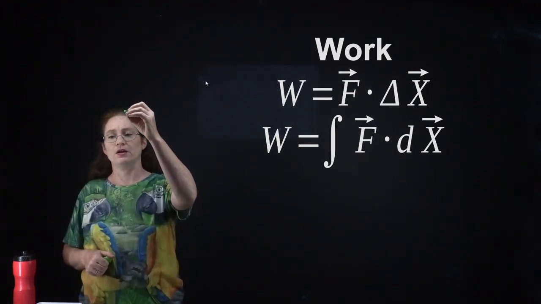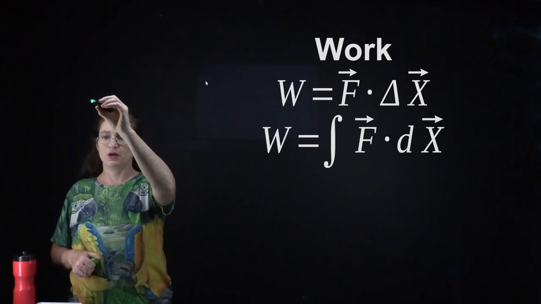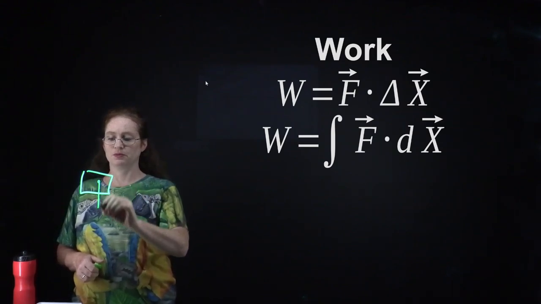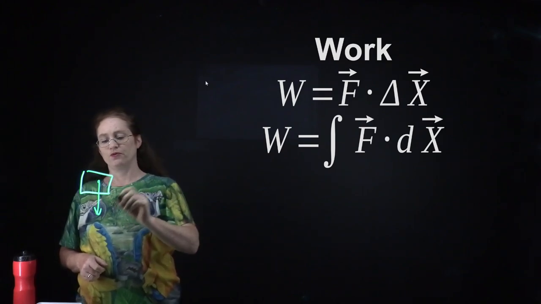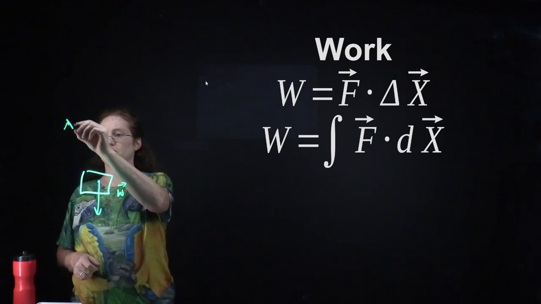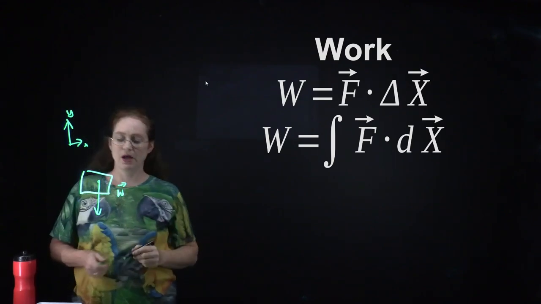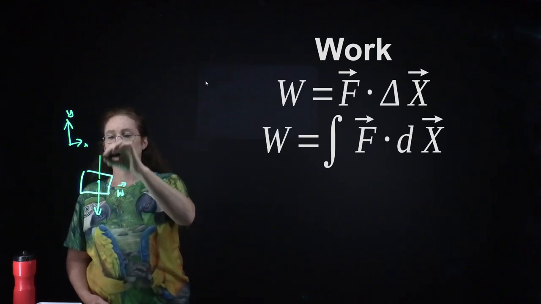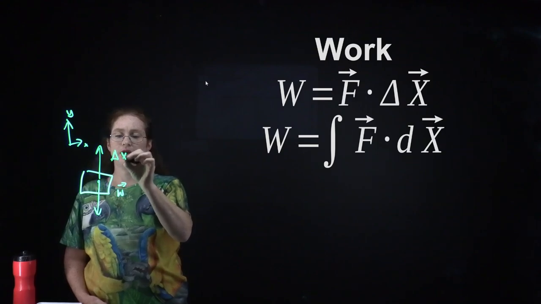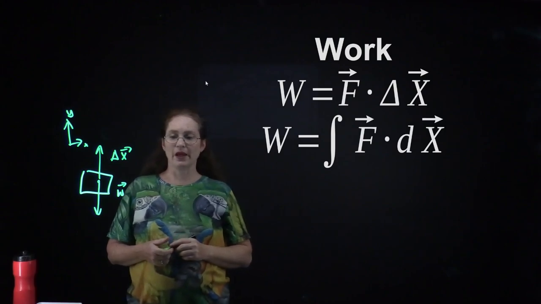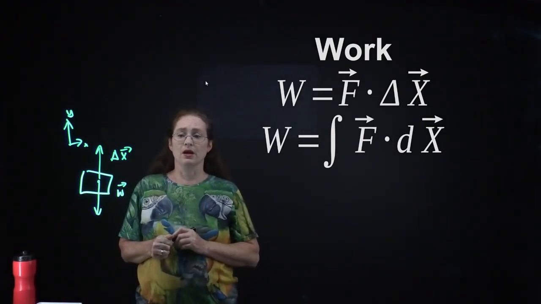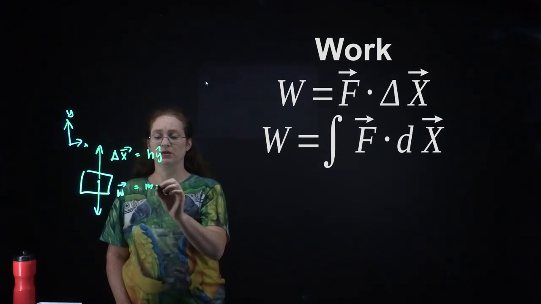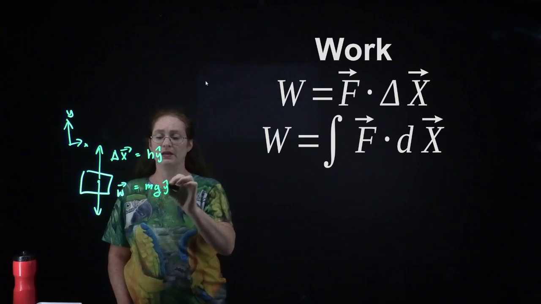So if you have something acted upon by gravity, let's say you have a box and you are going to lift the box up, then the force is in this direction. We will use our standard coordinate system where this is X and this is Y. And then we are going to move the box up, so we will use a displacement of delta X in this direction. You can see that they have opposite directions. So we're going to call this h y hat, and this is going to be mg y hat in the negative direction.